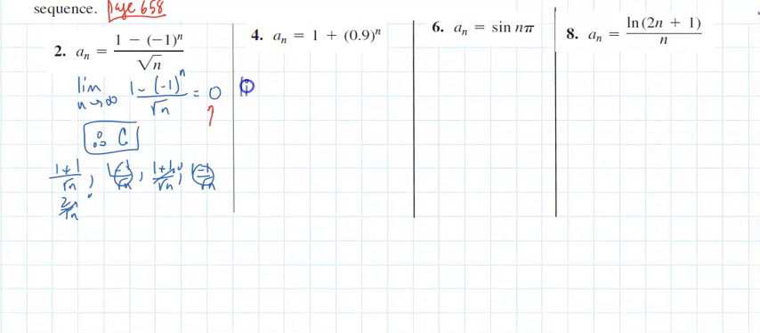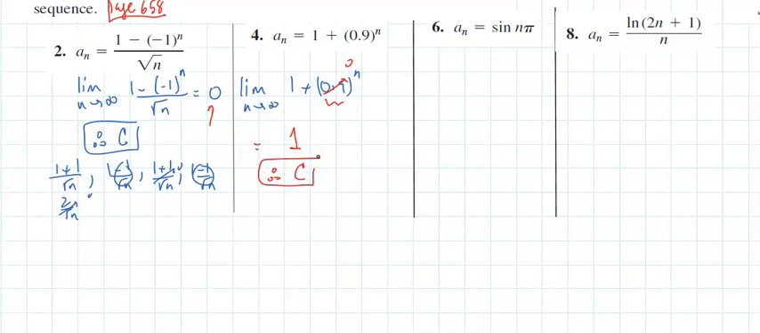If I take the limit as n approaches infinity of 1 plus 0.9 to the n, if you recall, this is an exponential function and the base is between 0 and 1. This approaches 0. That would equal 1. Therefore, converge. Remember, if it's a sequence, if the limit exists, it converges. If this was a series, that would diverge by test for divergence. I'm going to mention that in every problem.